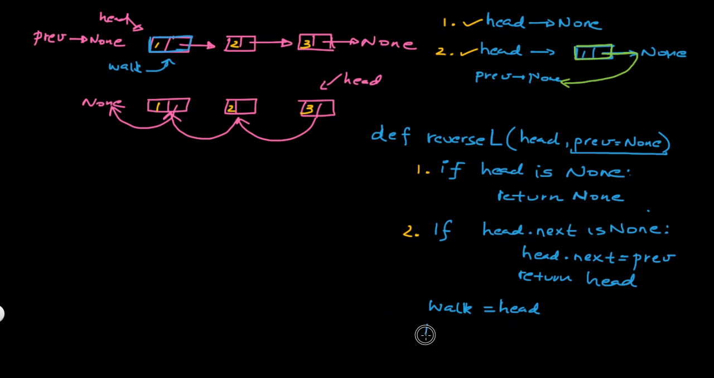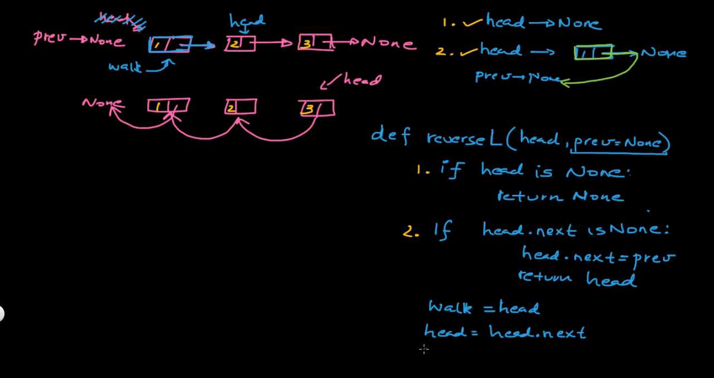Then we'll say head equals head.next. If head is pointing to the first node, head.next is pointing at the second node, so head is now going to be equal to this second node there.